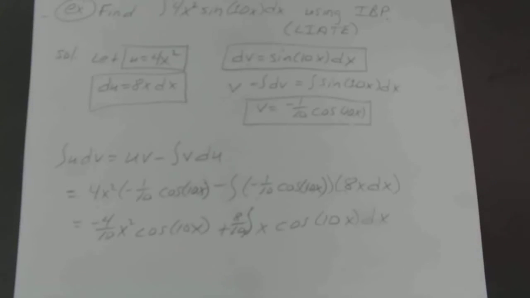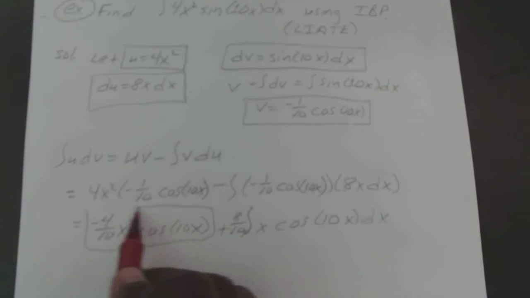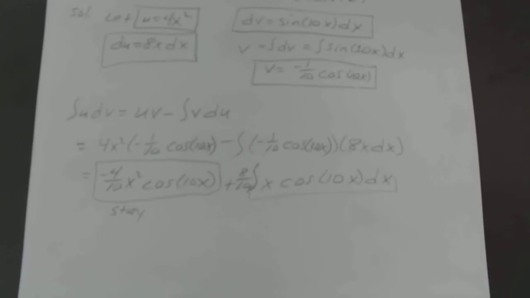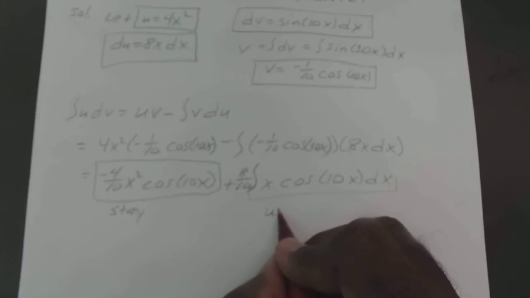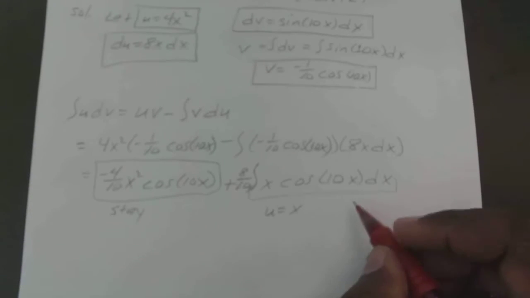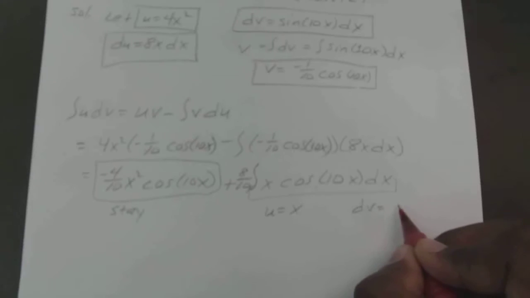Now, the only thing with problems like this is that sometimes you have to do integration by parts more than once. So this part right here is okay. That can stay. But this one, you have to actually do integration by parts again. Okay, so you have your u is equal to x, and your dv is cosine of 10x dx.